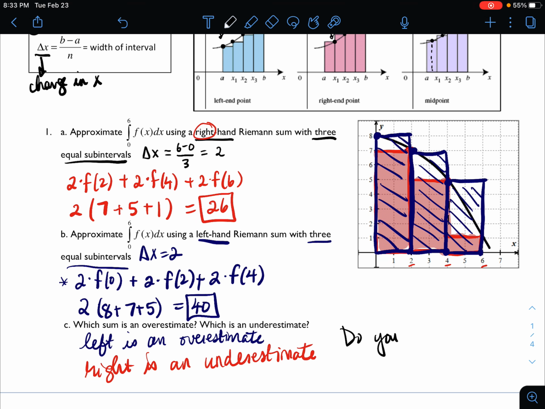And so I want you to think about, do you think it will always be this way? If not, then think about a way that you could draw a graph where my right sum would be an overestimate and my left sum would be an underestimate.